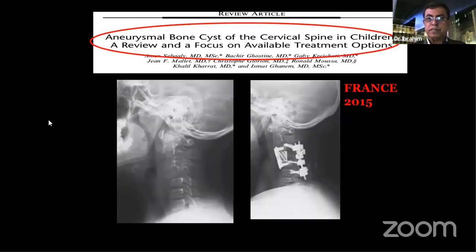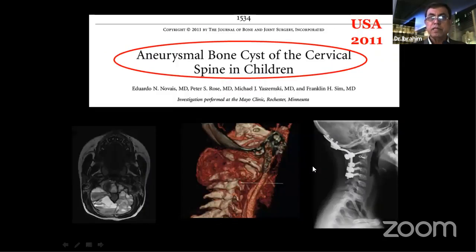Again, in children, this is the same thing from France. Here they're using cage and plate and screws, anterior and posterior fixation. So it is a tumor. It is not a joke. It's not just ABC, blah, blah, blah, ABC, ABC. It's a difficult kind of pathology.